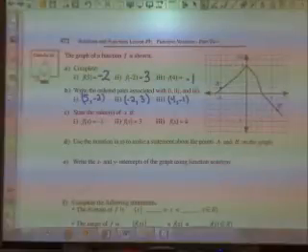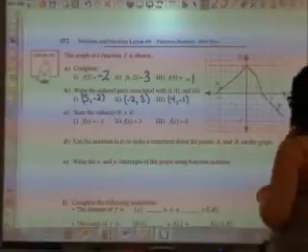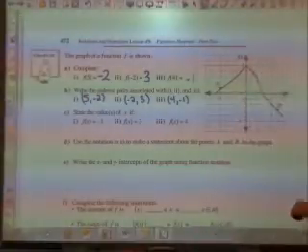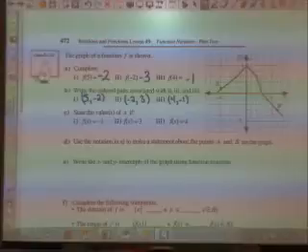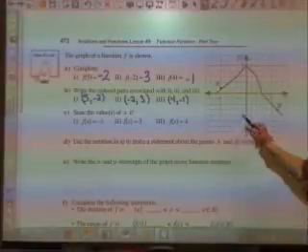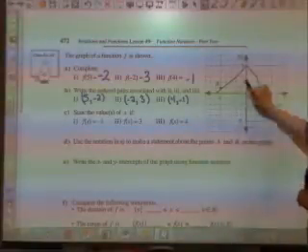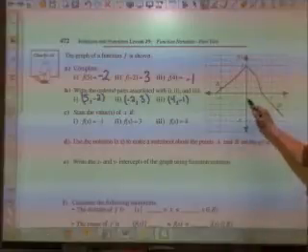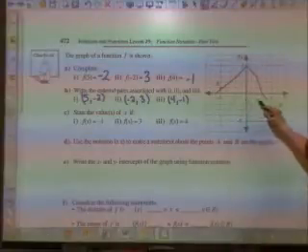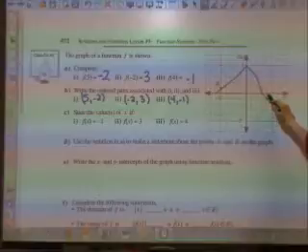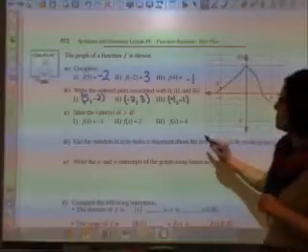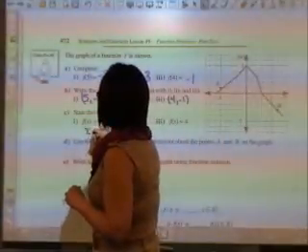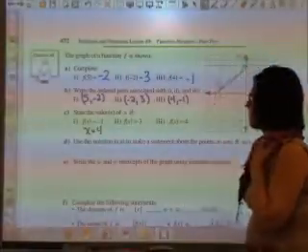If I look at the next one, state the values of x if f of x equals negative 1. So this time I'm going backwards. If the function equals negative 1, that's looking along the y-axis. If the function equals negative 1, what will x equal? X will equal 4. So we would write x equals 4.